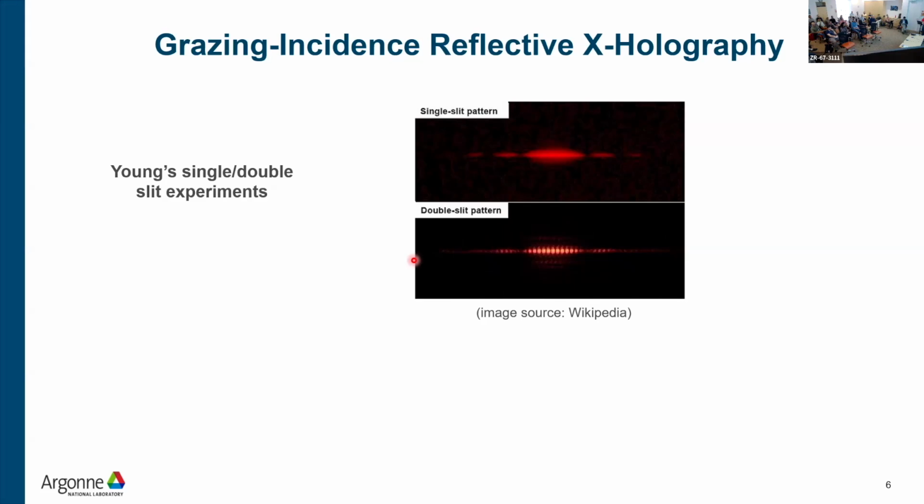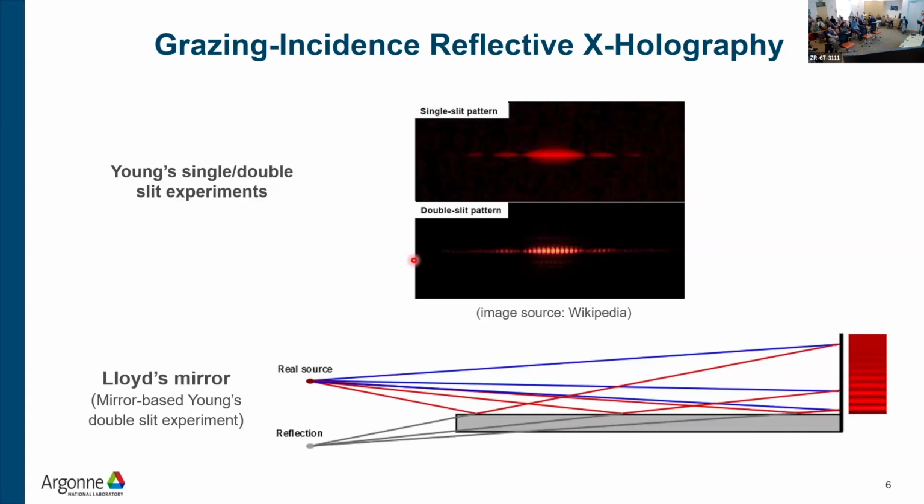And there is another concept, another method called Lloyd's mirror. I don't know how many of you have heard of that. It's an alternative to Young's slit experiment, but in a reflection geometry, and you don't have to have any sample, just a flat mirror. That's it. So you can create this double slit pattern. The concept is basically you have the real source coming at the flat mirror at grazing incidence. So the direct beam and the reflected beam, you can view the reflected one as a virtual source. These two beams interfere with each other and cause this intensity variation on the detector.